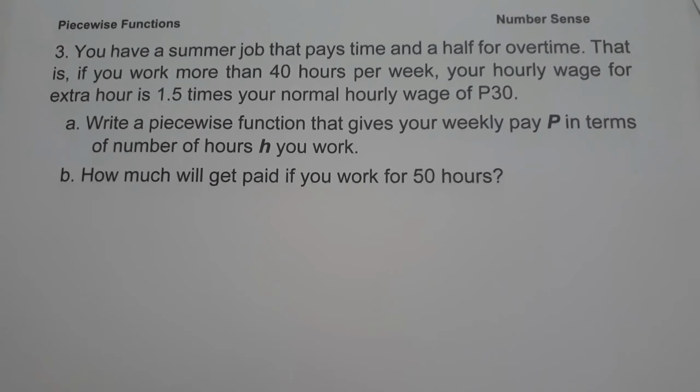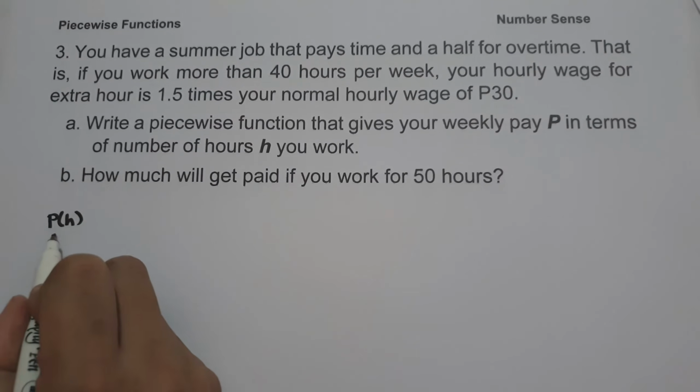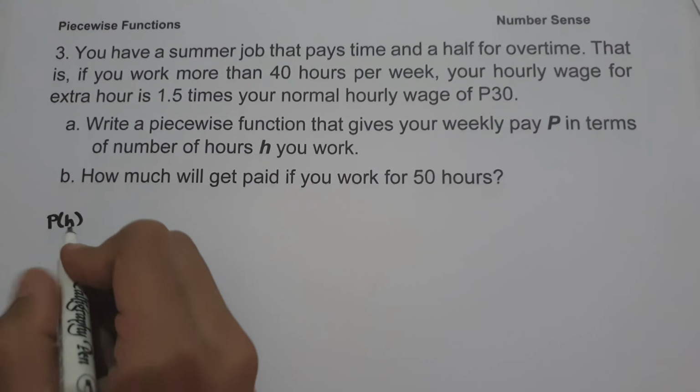On our last example, you have a summer job that pays time and a half for overtime. That is, if you work more than 40 hours per week, your hourly wage for each extra hour is 1.5 times your normal hourly wage of 30 pesos. On letter A, write a piecewise function that gives your weekly pay P in terms of the number of hours H you work. On letter B, how much will you get if you work for 50 hours? So let us represent this one as P of H, that is the weekly payment in a summer job, and H, that is the number of hours you work in a week.